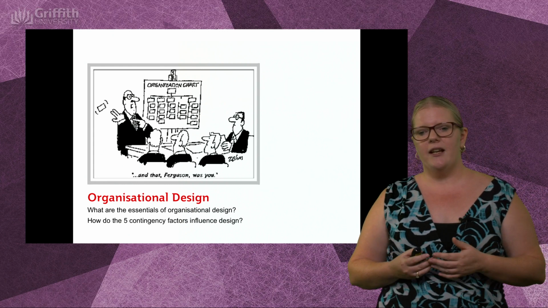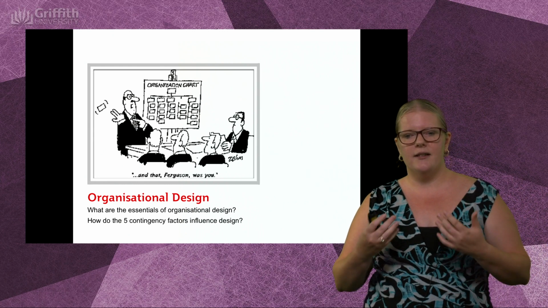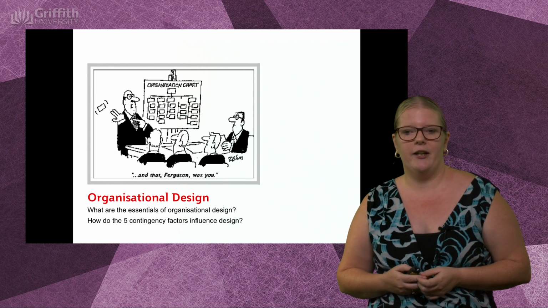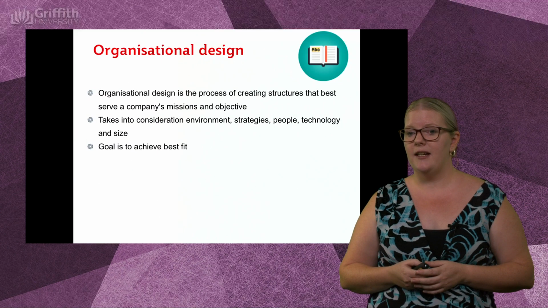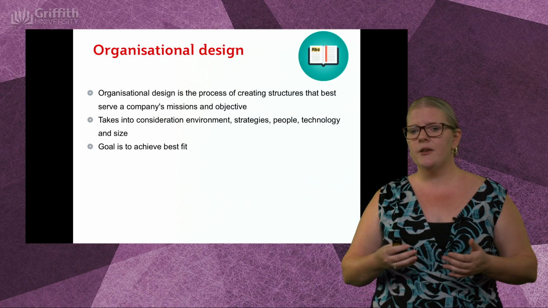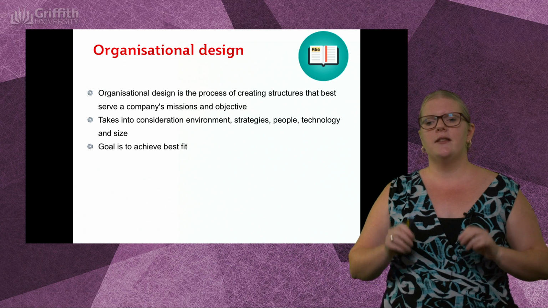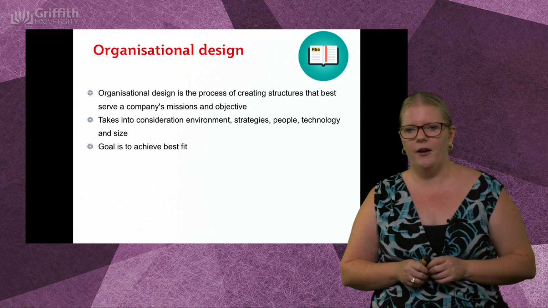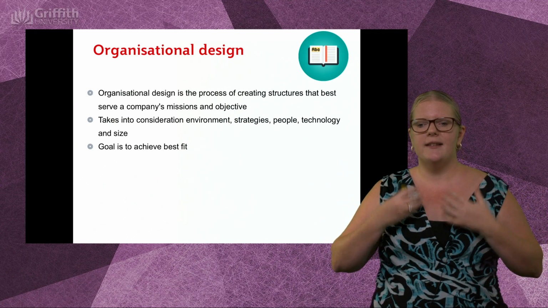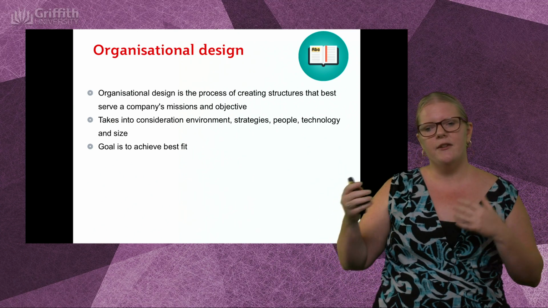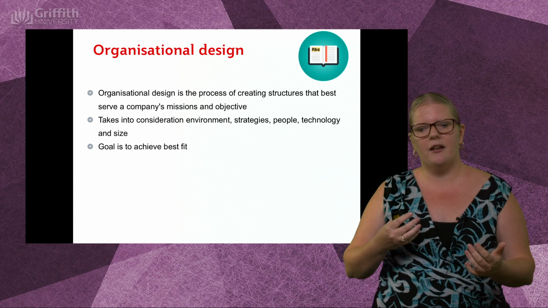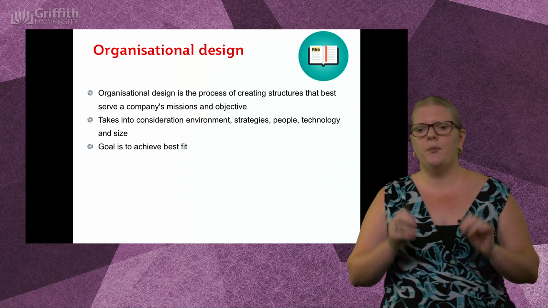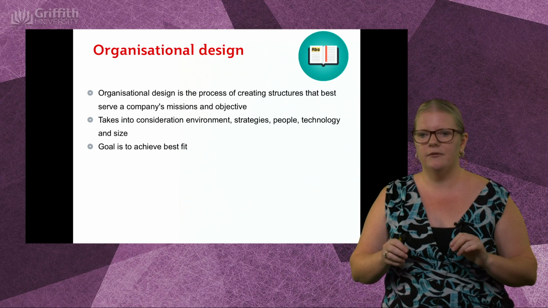So in our last mini lecture I started to discuss the idea of an organisational design. In this mini lecture we're going to talk about what that means and what we need to consider in the process. So an organisational design is a process of creating a structure that best fits the company's mission and objective. In this process, we're starting to think about the environmental concerns, the strategies that exist, the people, the technology, and the size of the organization, and how do I put them all together to get the best fitting design and structure.